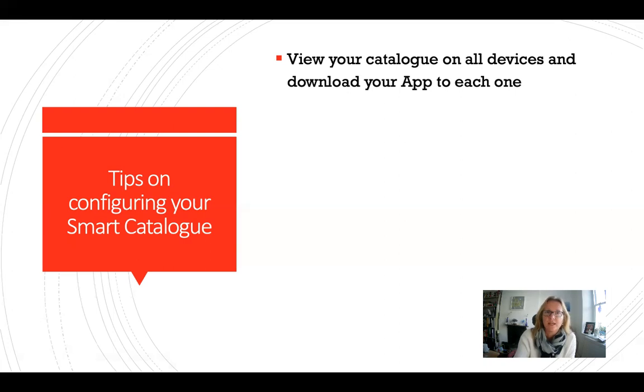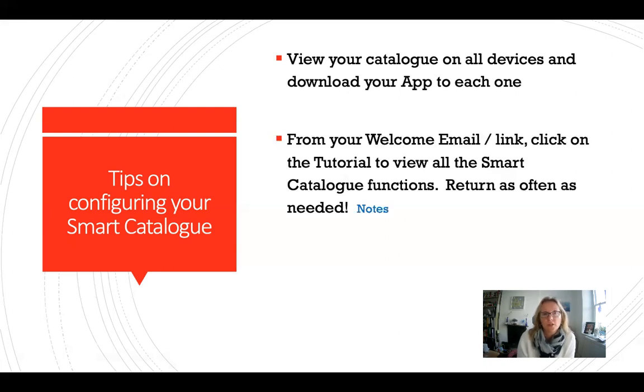So once you've configured it and you've set it up and personalized it, make sure that you have got it on all the devices. And then from your welcome email or the link that you've saved, as I've just showed you, have a click on the tutorial to view all of the Smart Catalogue functions. You can return to this as often as you need. As I said, if you've saved that link, it's going to be really accessible.